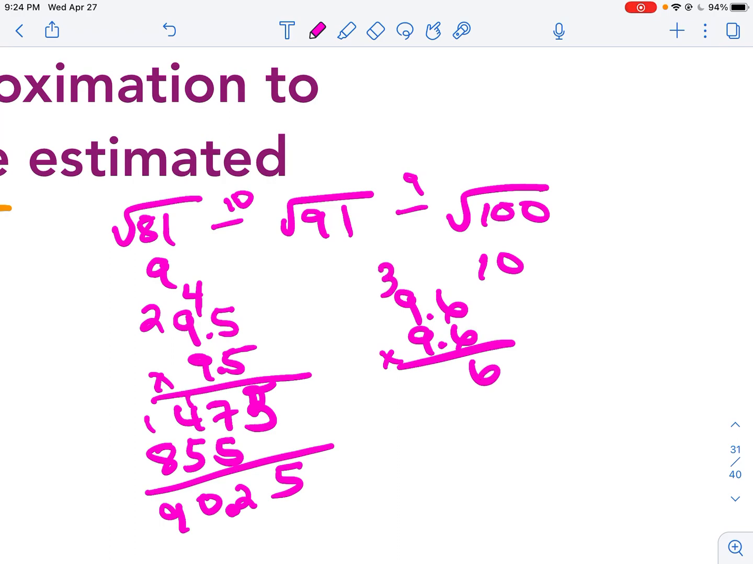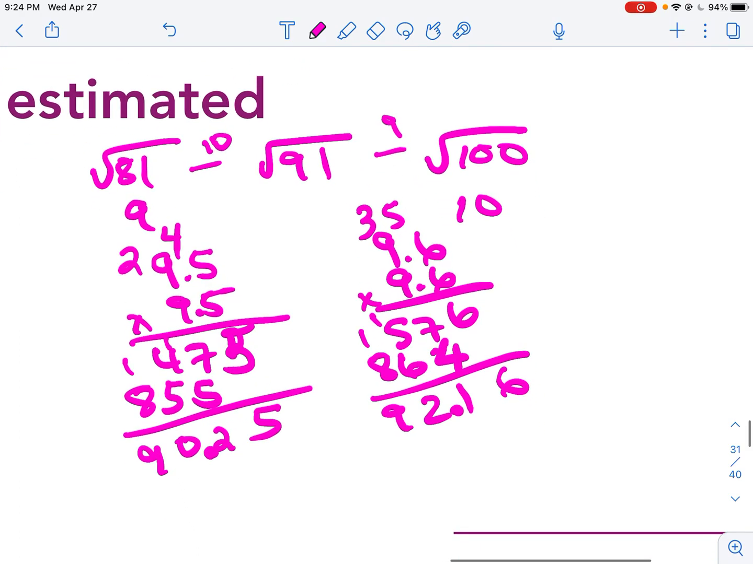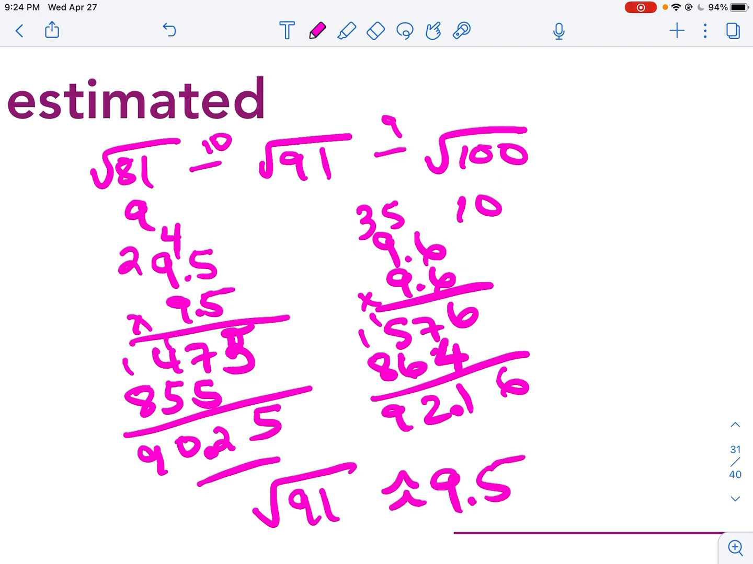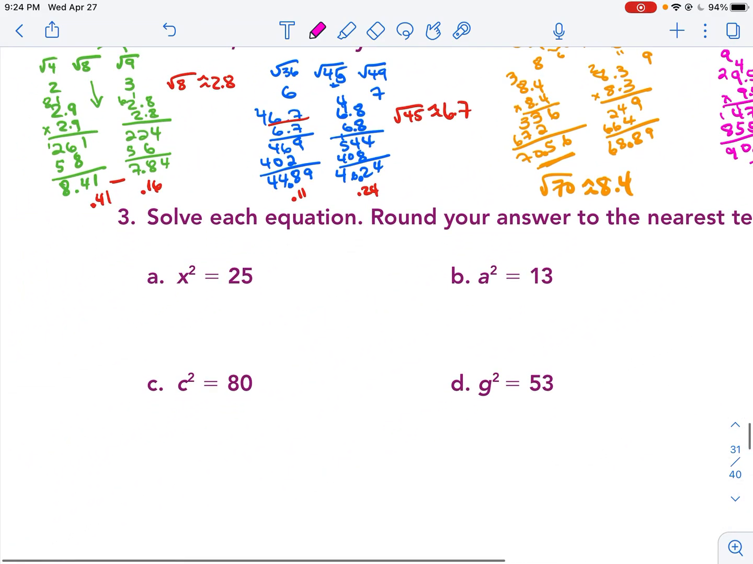So that'll get me 36. 54 plus 3 is 57. 54. 81 plus 5 is 86. So that's a 6, that's a 1, 2, 92.1. It's closer to this, so the square root of 91 is approximately 9.5. Okay.